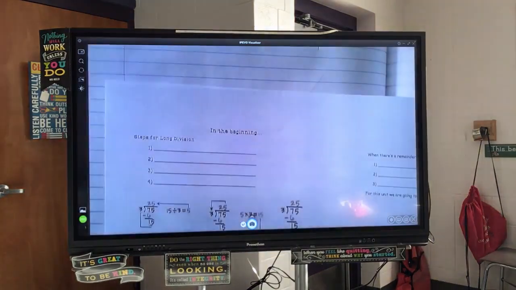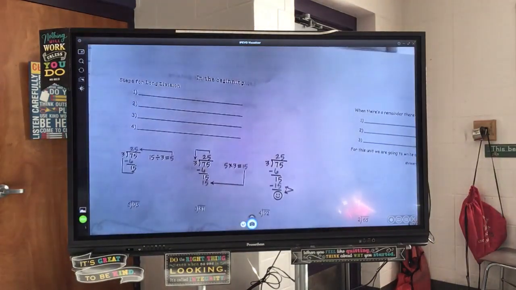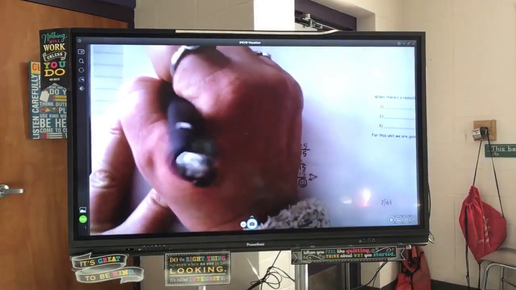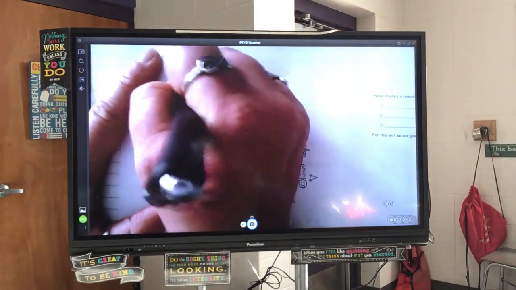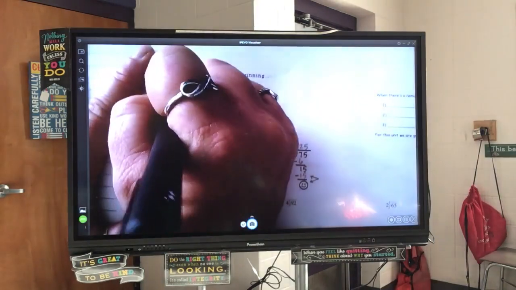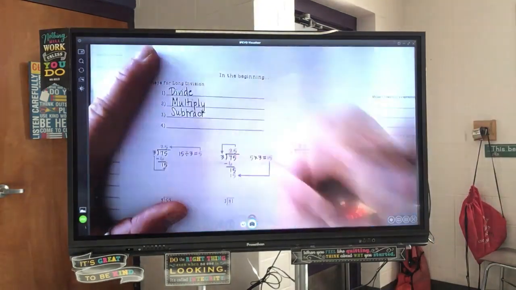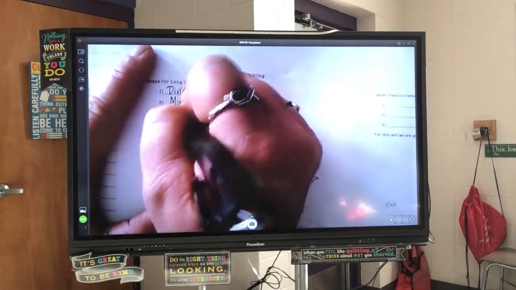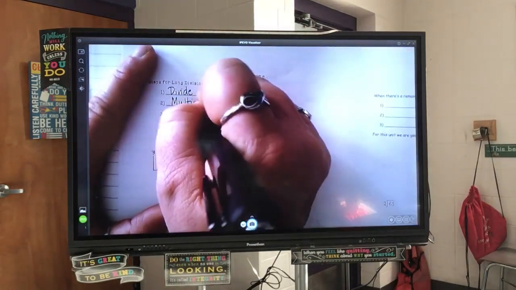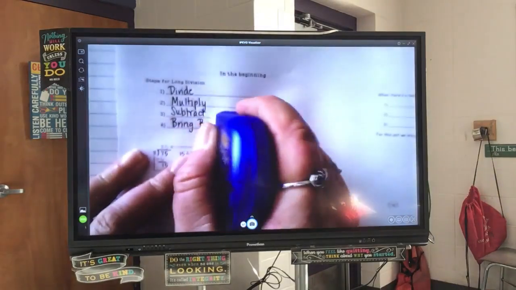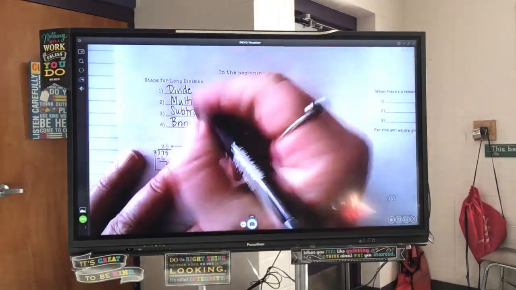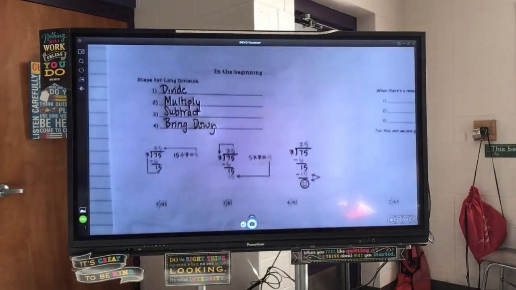We're going to go through the steps, then talk about how to write our remainders, and then do some practice. The steps for long division: you start by dividing first. Multiply second. Subtract third. And then, I was super excited about bringing down the number. Bring down that next number.